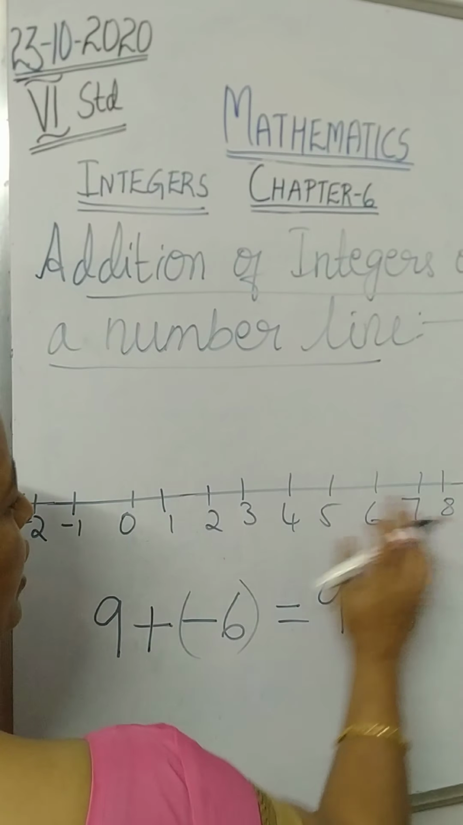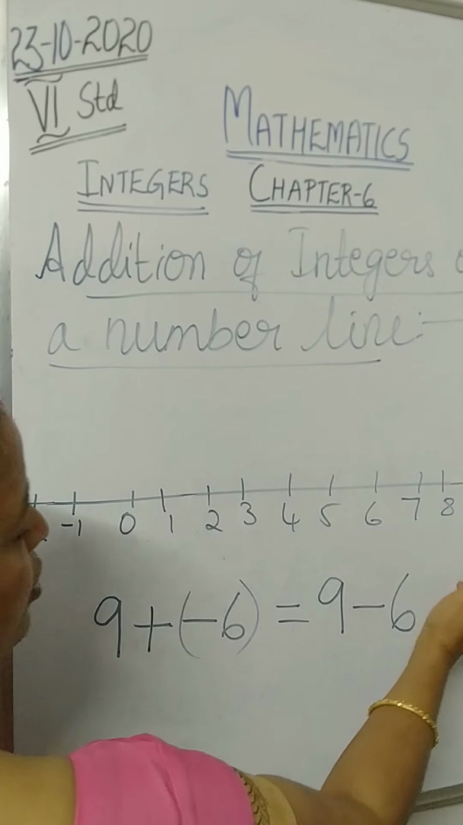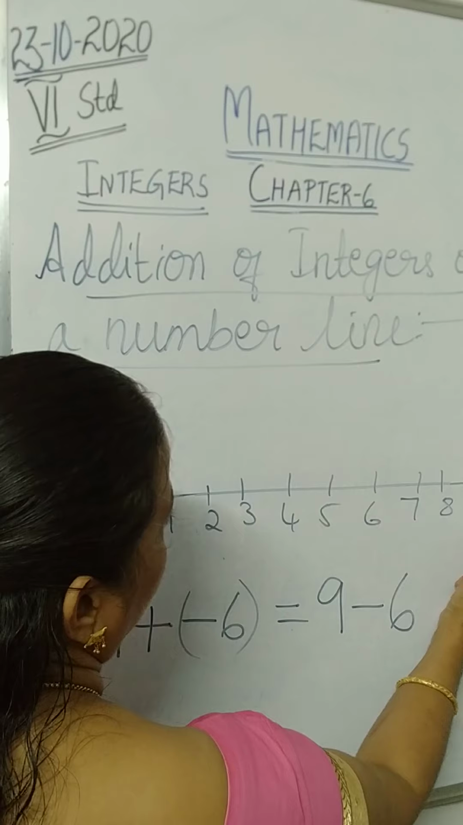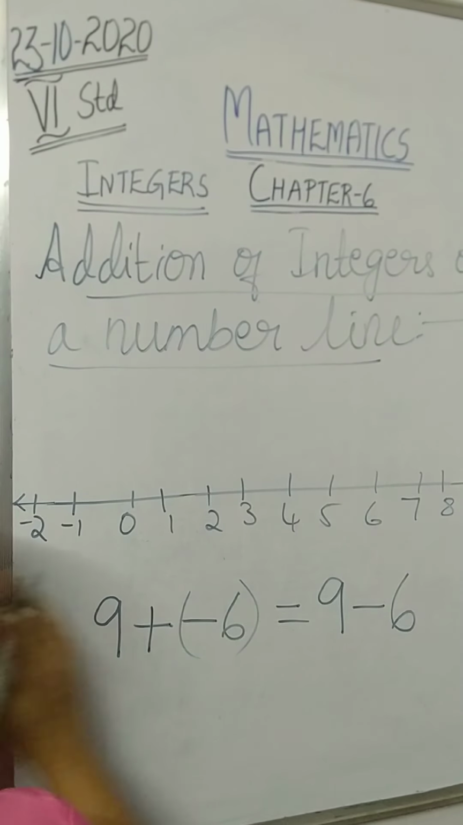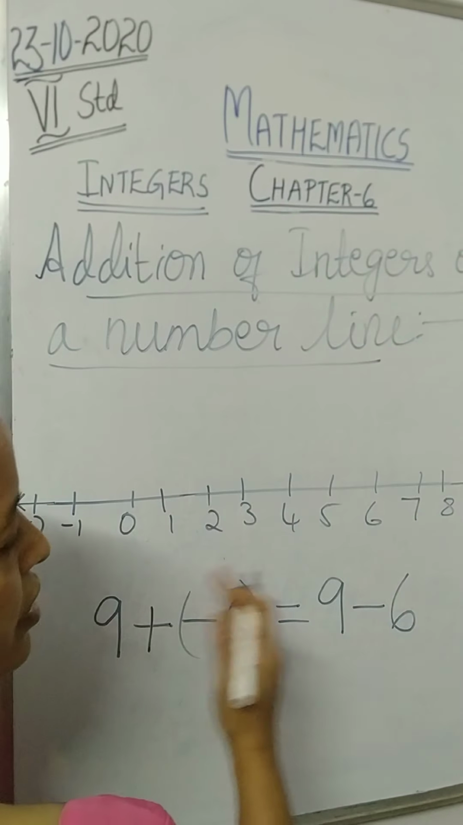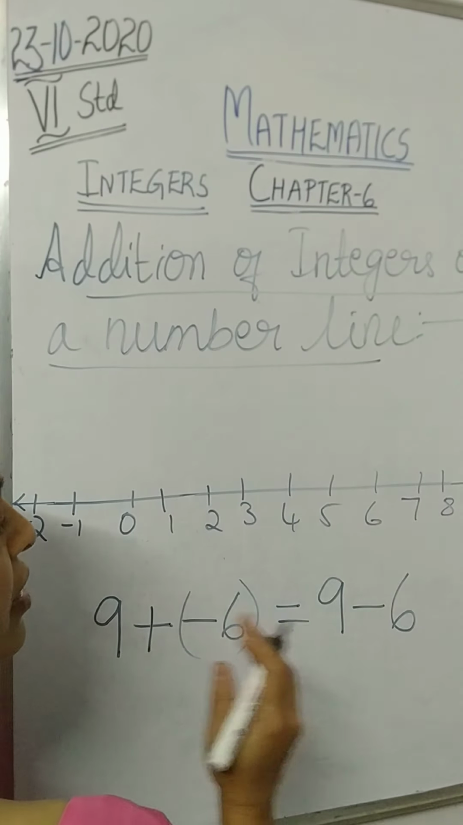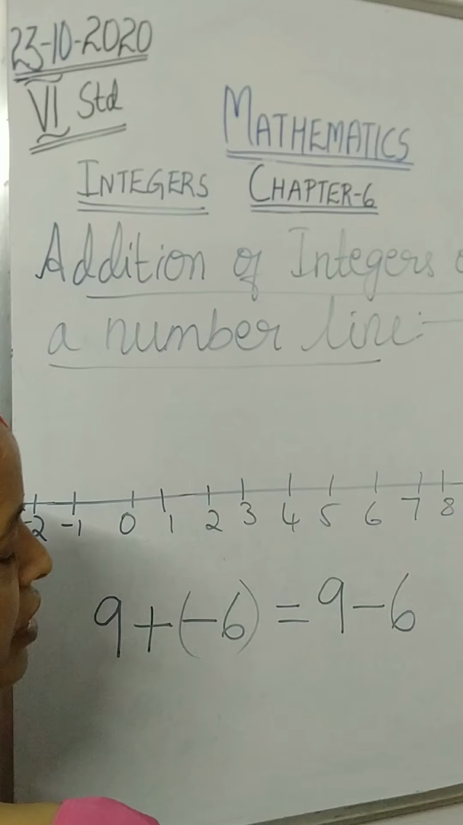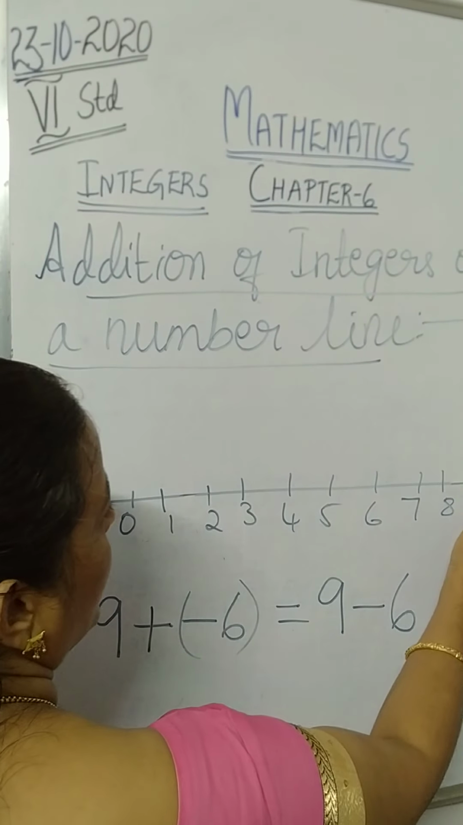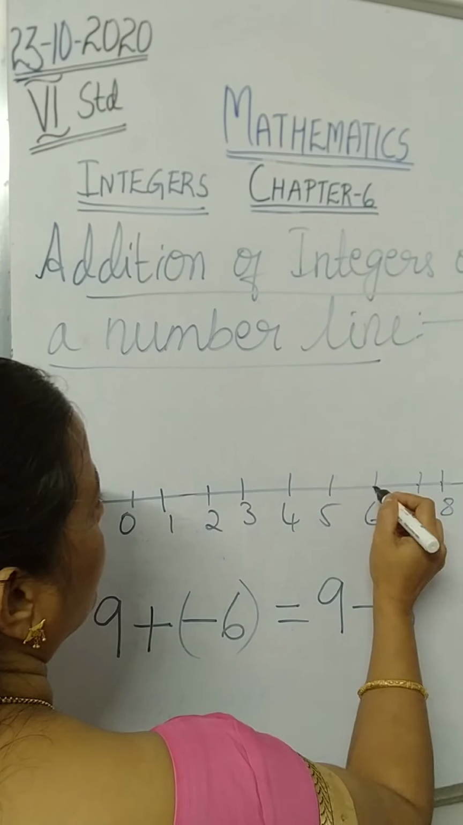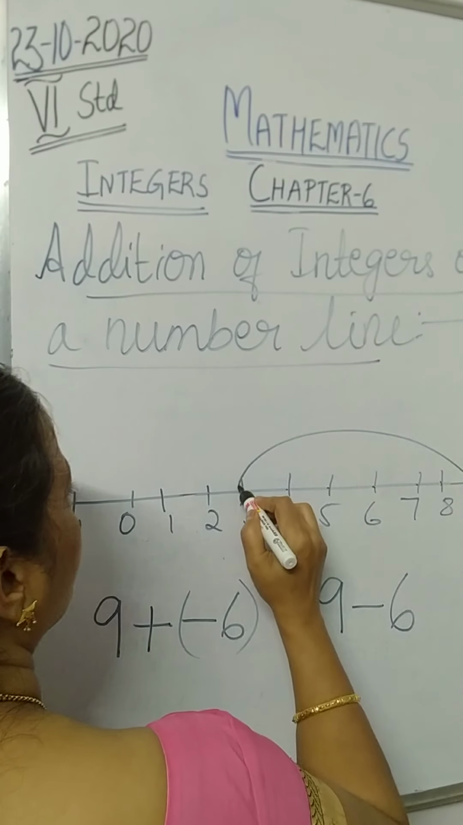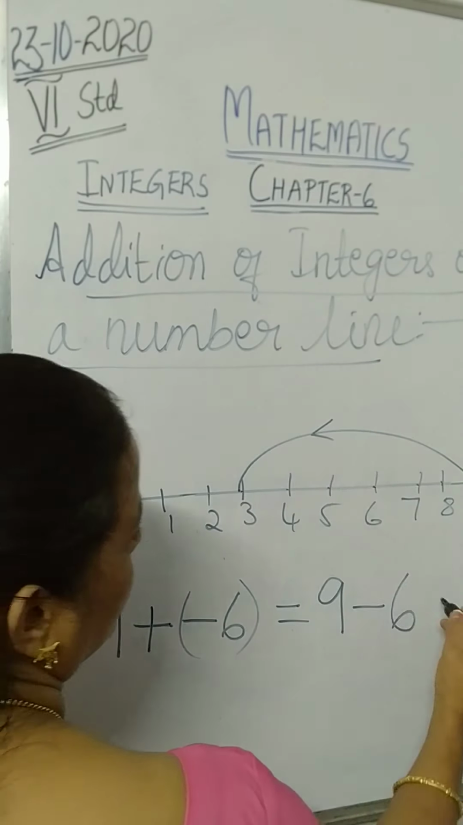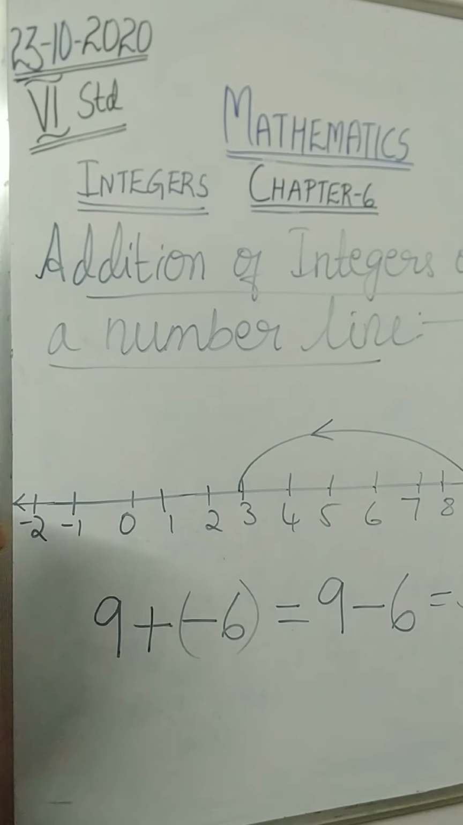9 minus 6. First we will move on to 9 here. That is plus 9. Minus 6. No need to go to minus 6. You have to come backwards, that is to the left side. 6 steps. Do you remember? 6 steps. Let us come back. 1, 2, 3, 4, 5 and 6. So, we have come to 3. 9 minus 6 is 3. Yes? Did you get it?